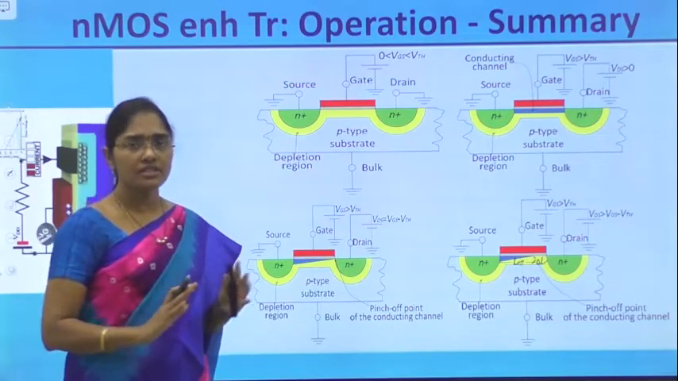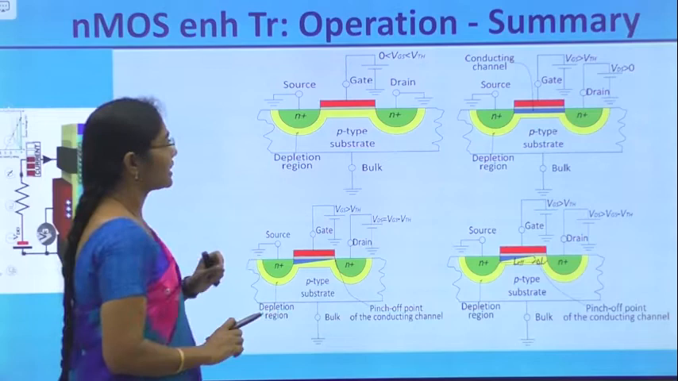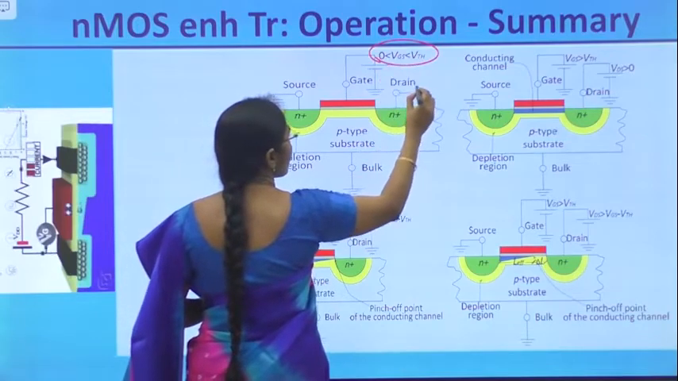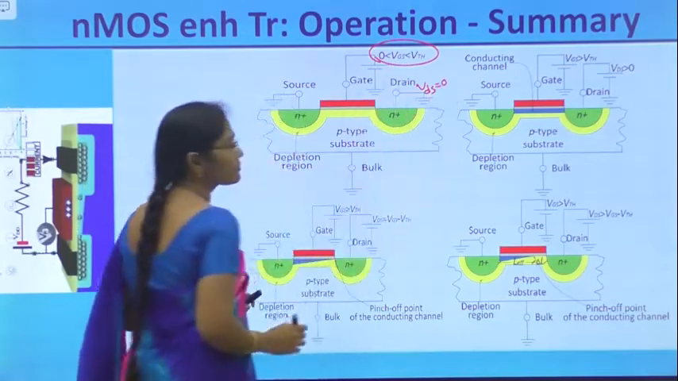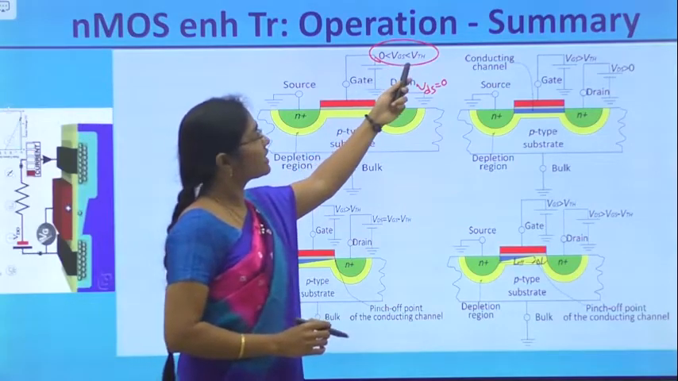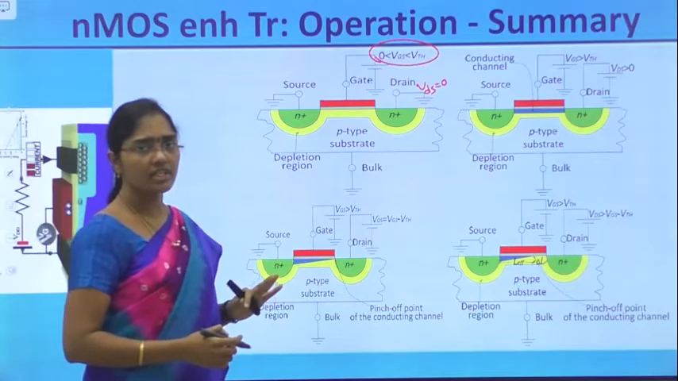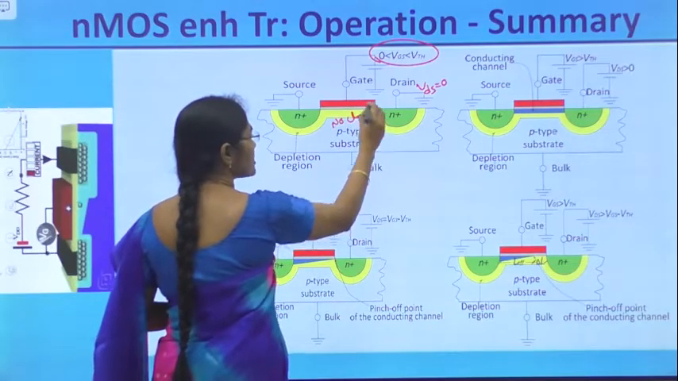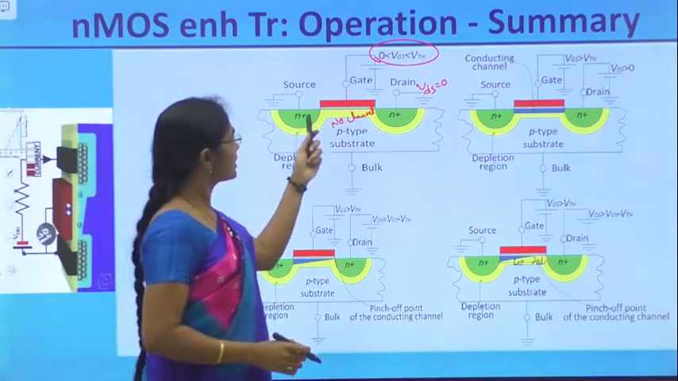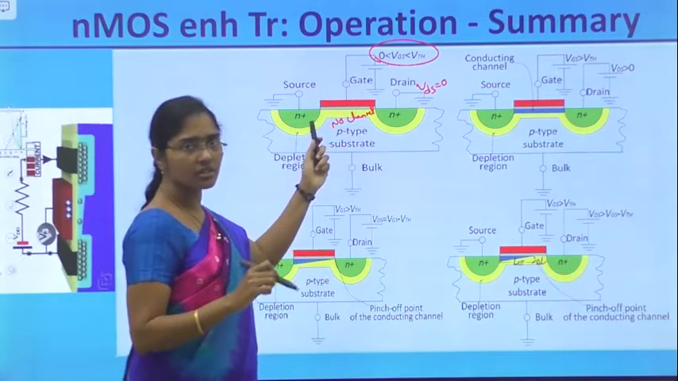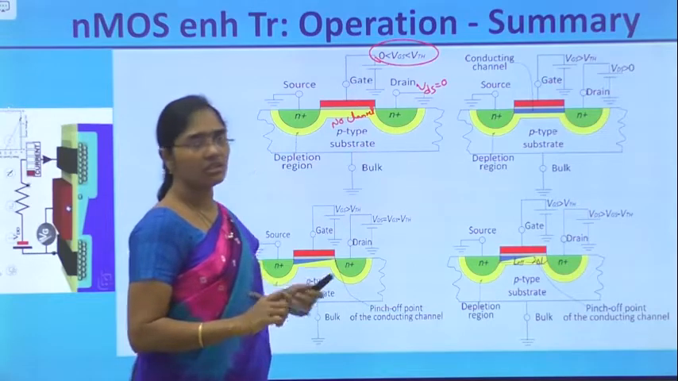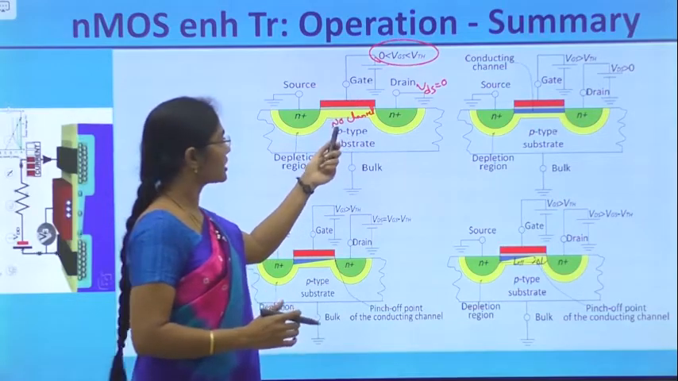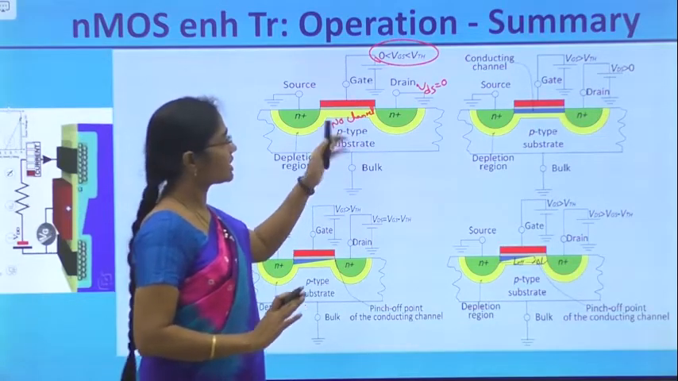Let's see the summary of all these regions of operation of the nMOS enhancement transistor. First, VGS is non-zero and VDS is equal to zero. VGS is taken as less than VTH. Then what will happen in the enhancement region? There is no channel. Since there is no channel, here in this figure, green is representing the N plus, and yellow is representing the depletion region. Since the source and the drain are disconnected from one another, it is nothing but the no channel case. So this is the cutoff region.